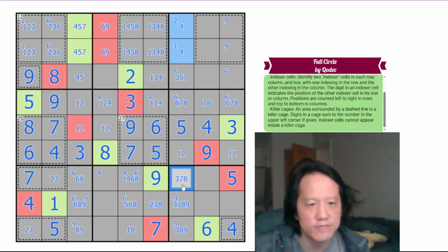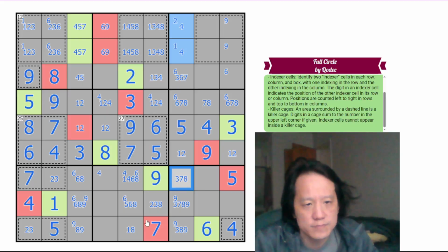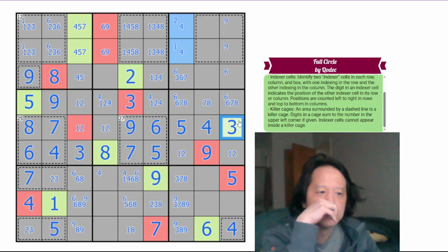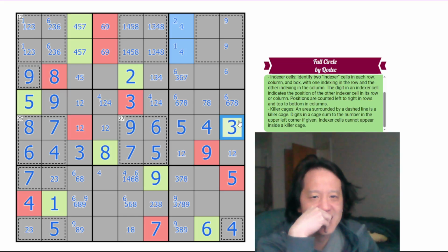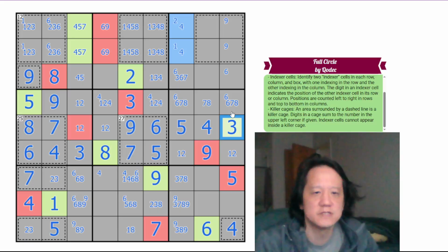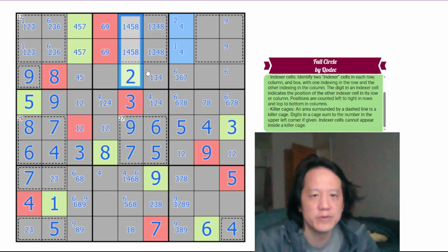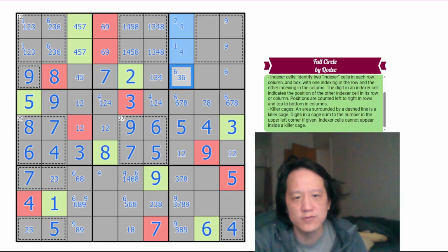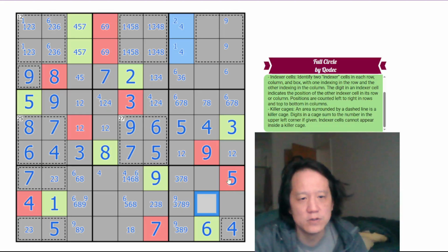What else do we have? Where is the 7 in box 2? Cannot be here or here. 9 can't be here, so 9 has to be one of those two, which means this has to be 7. So this cannot be 7 here. 7 cannot be here because of the 7 in the row.